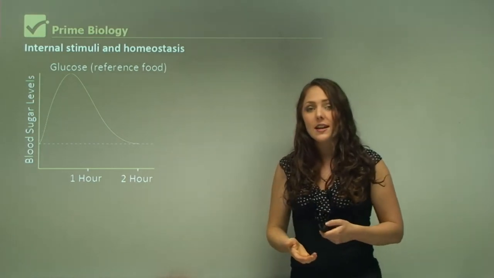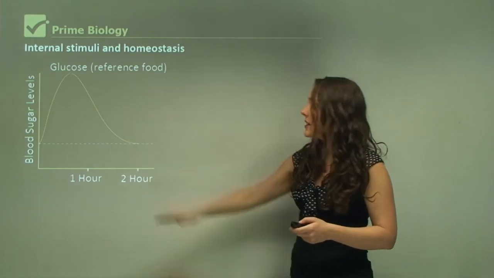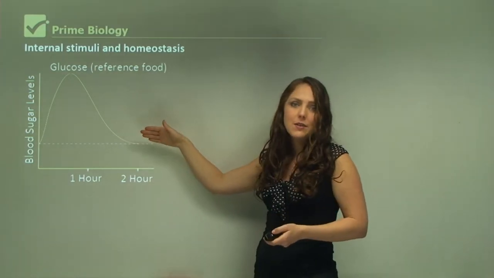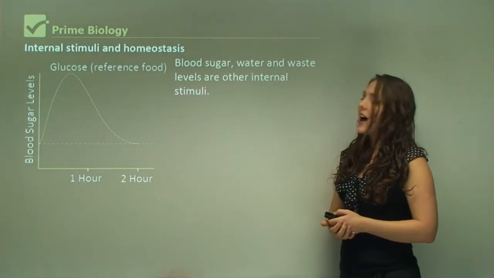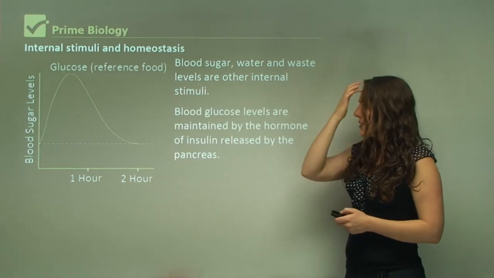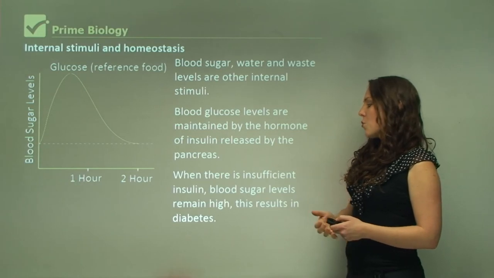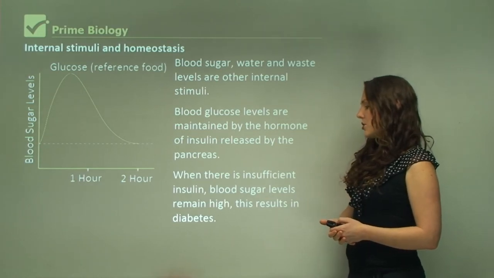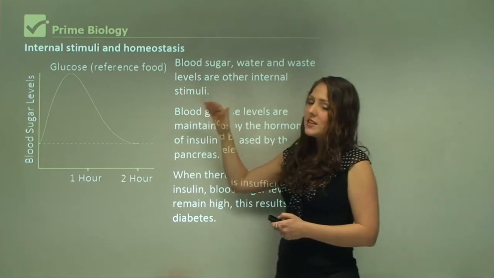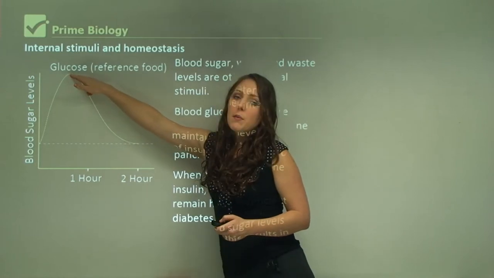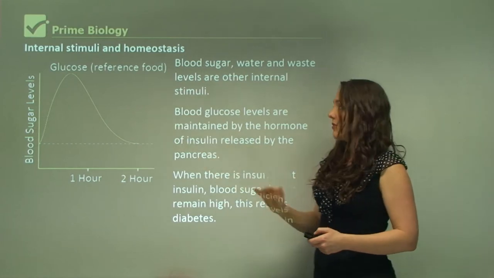That's why if you're going to get a test for diabetes, they'll say you need to fast for at least 2 hours to make sure that your blood levels are back to normal. Blood sugar, water, and waste levels are other internal stimuli. Blood glucose levels are maintained by the hormone insulin released by the pancreas. When there is insufficient insulin, blood sugar levels remain high, and this results in diabetes. If you did have diabetes, this graph would come up here and plateau, and it would take a long time for that blood sugar to get back down.